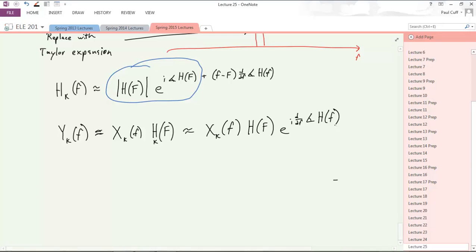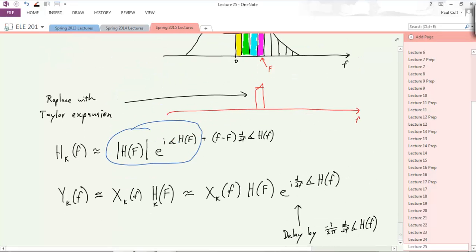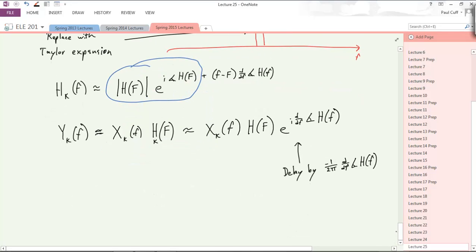Now notice that this looks like a delay by negative 1 over 2 pi, because we have a delay rule. When you delay a signal, you multiply it by a complex exponential in frequency. So this is an explanation for why the derivative becomes the phase shift.